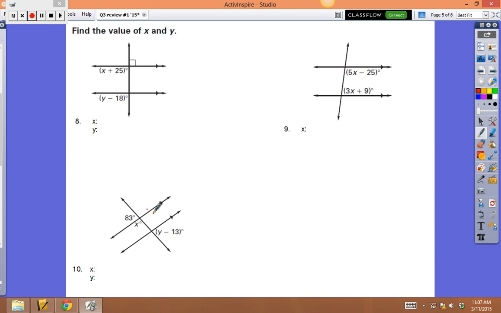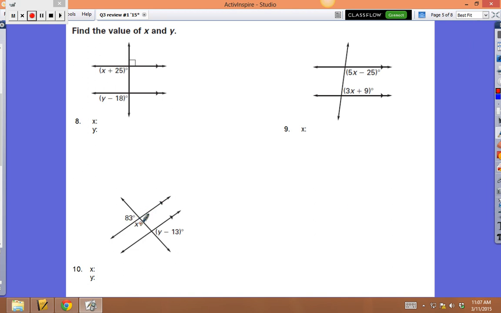Okay, 10. 83 and x, they are not the same. They're going to add and give you 180. So if I do 180 minus 83, that's going to give me x. So x is 97. But this 83 is equal to this because these are alternate exterior angles.